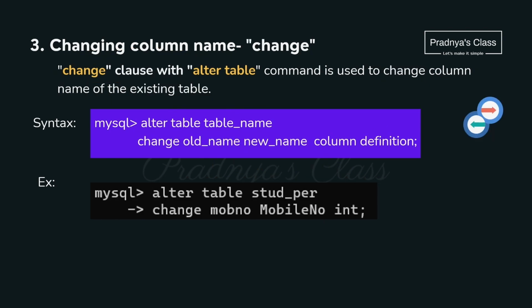Let's proceed to the third use. Alter table command with the change clause. With this we can change the column name. Look at the syntax. Alter table table name. Here is the clause change. Old column name followed by new column name. Considering the same table, we are changing the field name from mob number to mobile number.